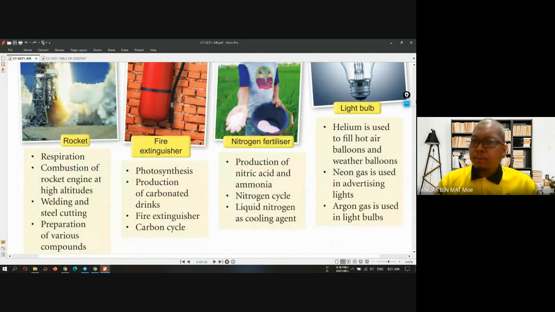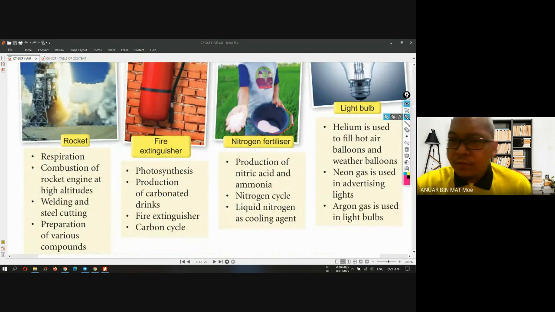Okay, what is the importance of oxygen? Number 1, respiration. What is respiration? You already learned in chapter 2. Respiration. How many types of respiration?